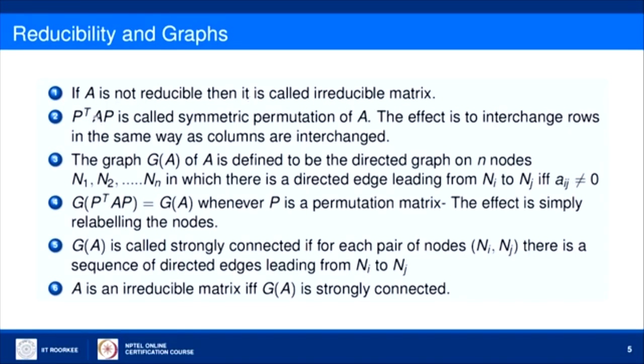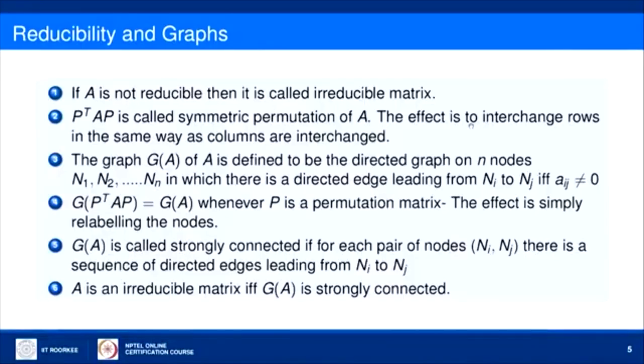Here P transpose AP is called a symmetric permutation of A. It means that we are applying the permutation matrices from both sides, because if P is a permutation matrix, then P transpose has the effect of interchanging rows in the same way as columns are interchanged.